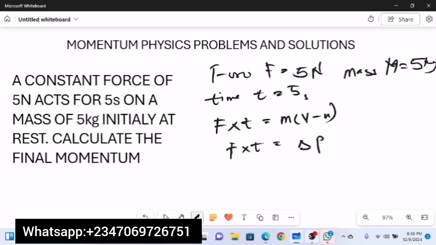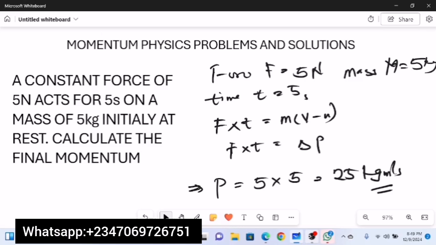So this simply implies that final momentum P becomes force, 5 newtons, acting within a time frame of 5 seconds. So 5 times 5 simply gives us 25 kilograms meter per second, and this is the value of the change in momentum.